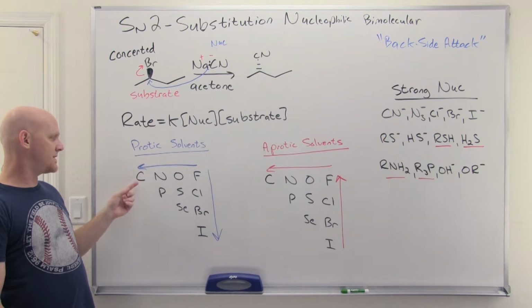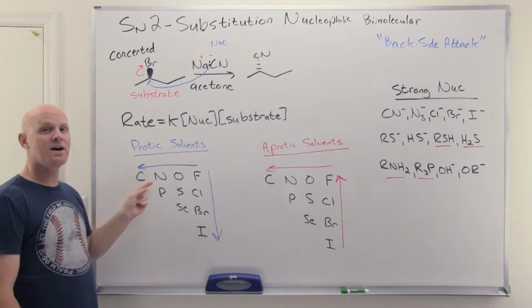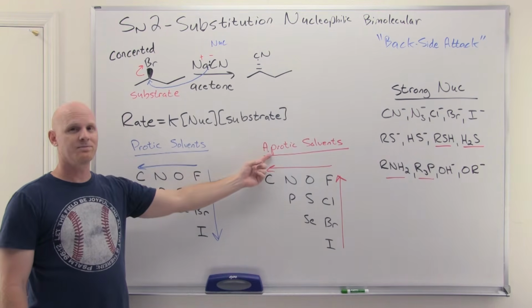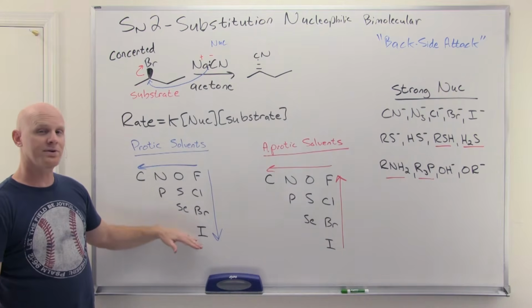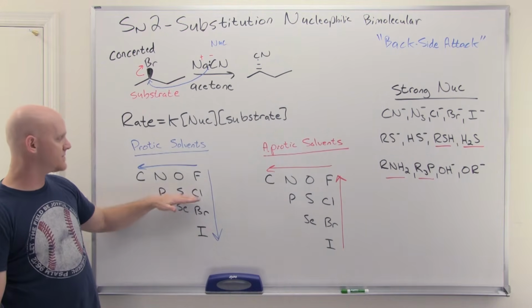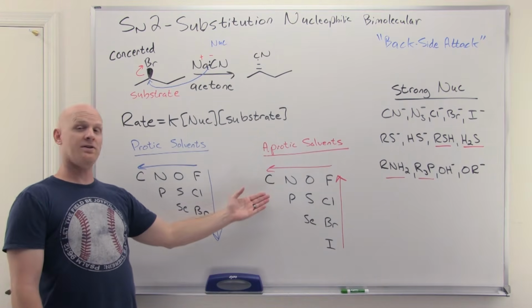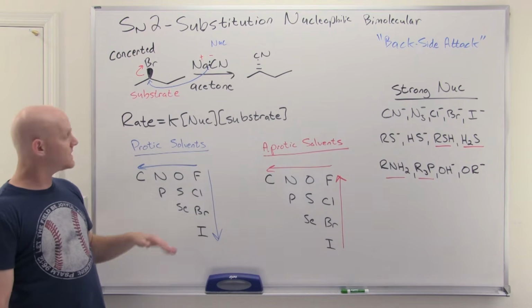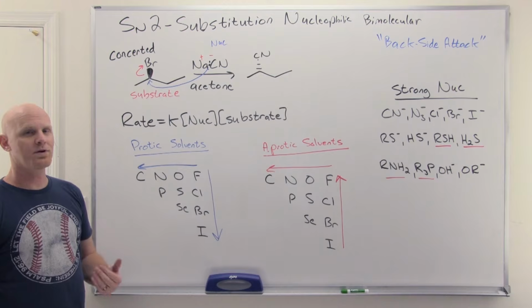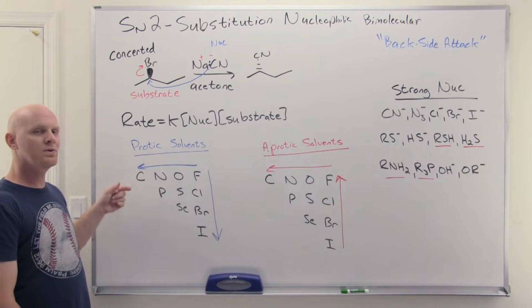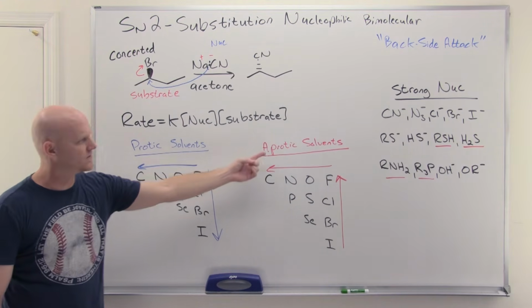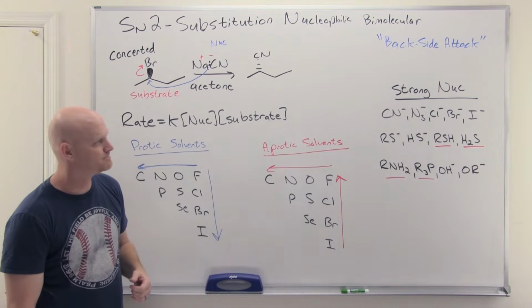And it turns out if you've got carbon, nitrogen, oxygen, or fluorine nucleophiles, you pretty much got to use an aprotic solvent. However, for some of the bigger nucleophiles, so period 3 and below, you can get away with using protic solvents. It would still be faster in an aprotic solvent, but you can get away with it at least using protic solvents. But for the small period 2 nucleophiles, you pretty much got to use your aprotic solvent instead.